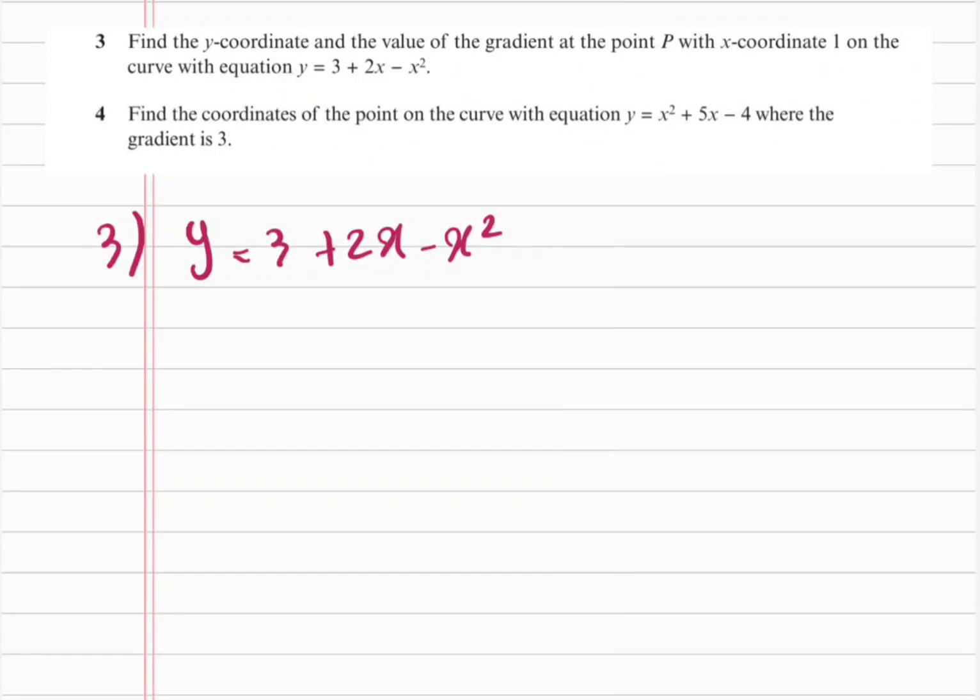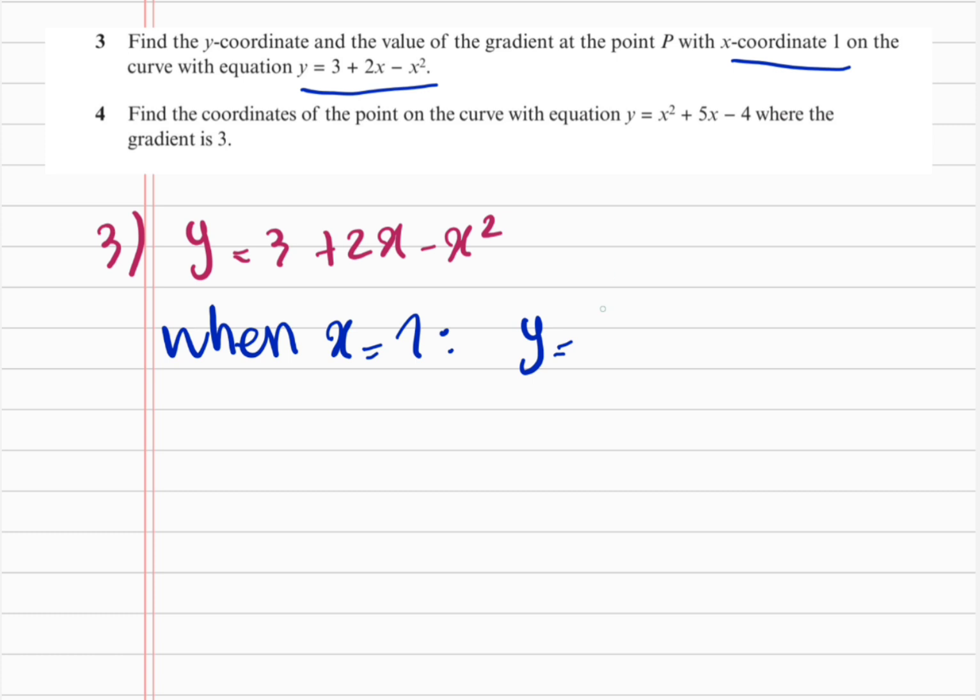So in question 3, we have the curve with the equation y is equal to 3 plus 2x minus x squared. And we want to find the y coordinate and the value of the gradient at the point P with x coordinate 1. Okay, so first of all, if we have the x coordinate of a point and we want to find its y coordinate, we just need to substitute the x coordinate into the equation. So the first step is just finding the y coordinate.